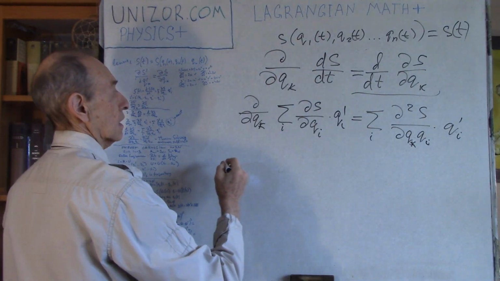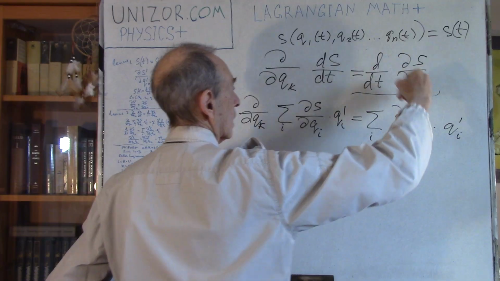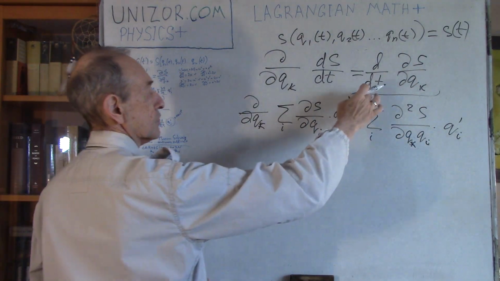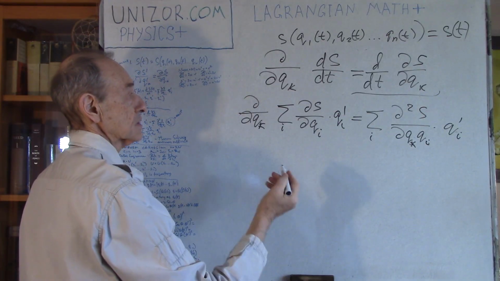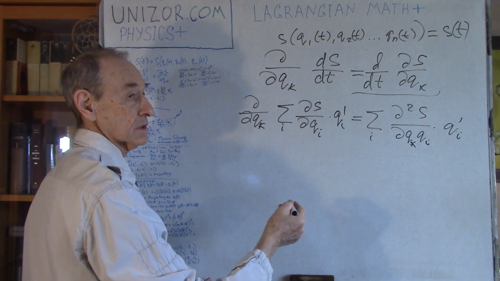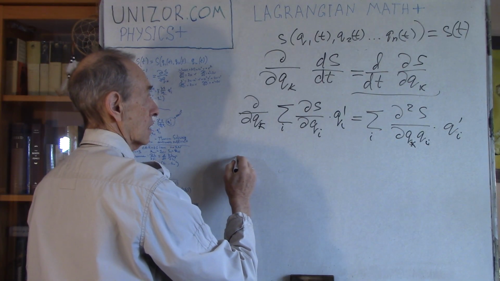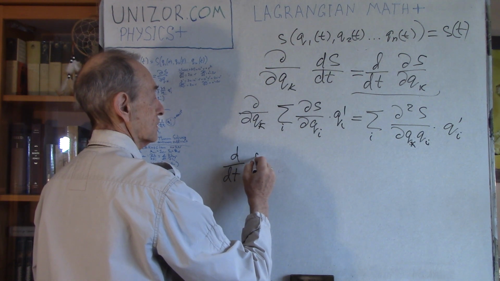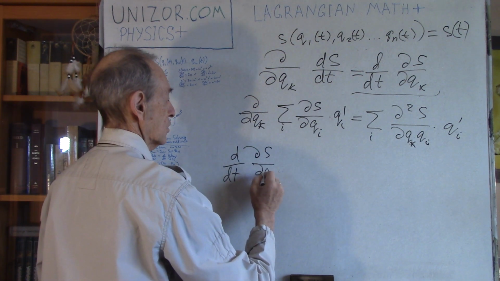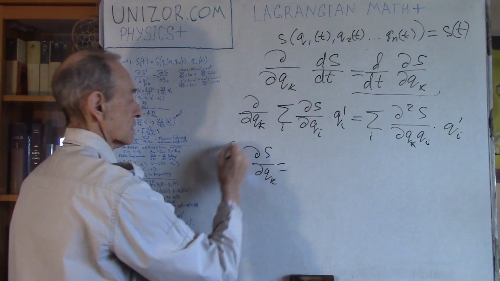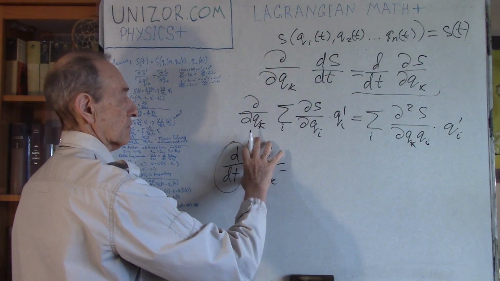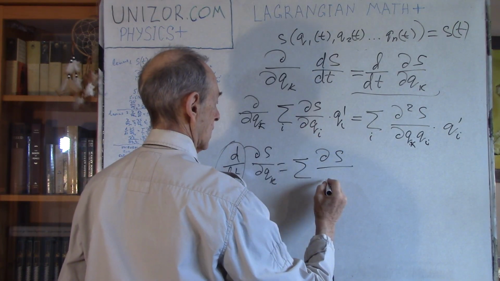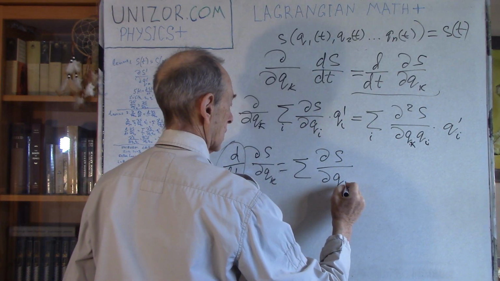Well, again, this is a function which has to be differentiated by dt, which means we have to differentiate it by each component as a sum. So dt of what? Of ds by dqk. Okay, so what is it? We are differentiating by time this function. So that's the sum of ds by dqk.